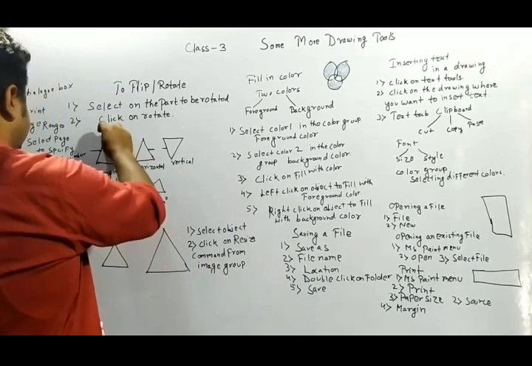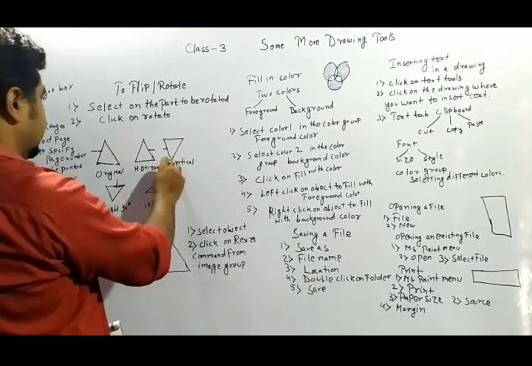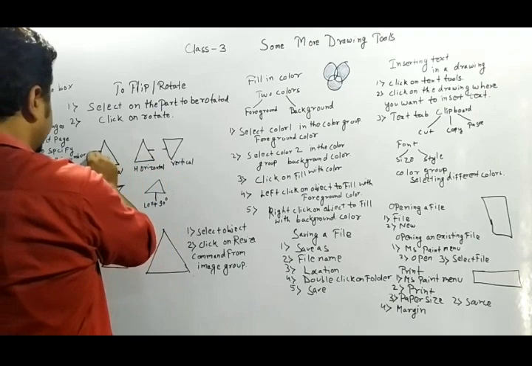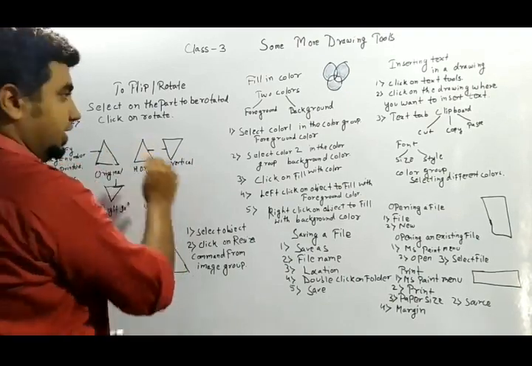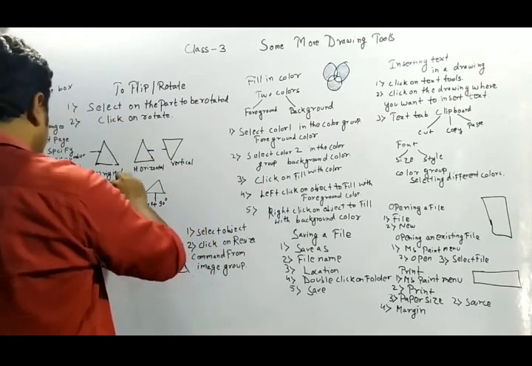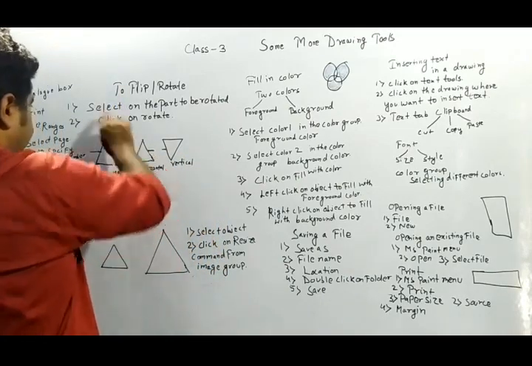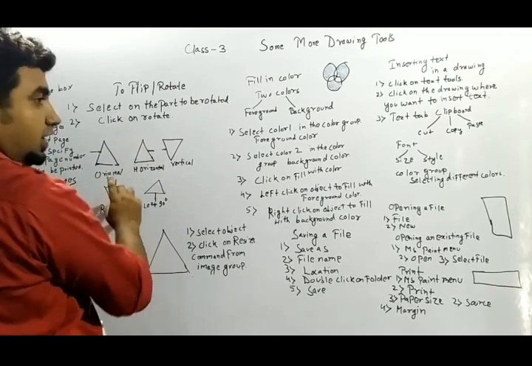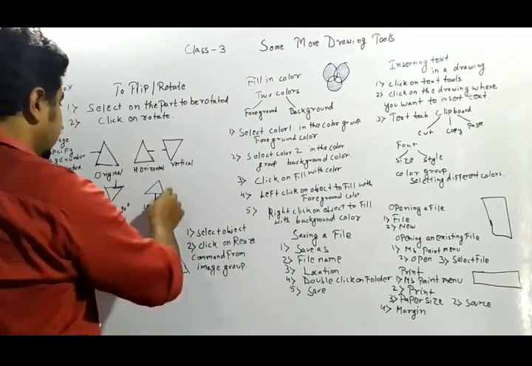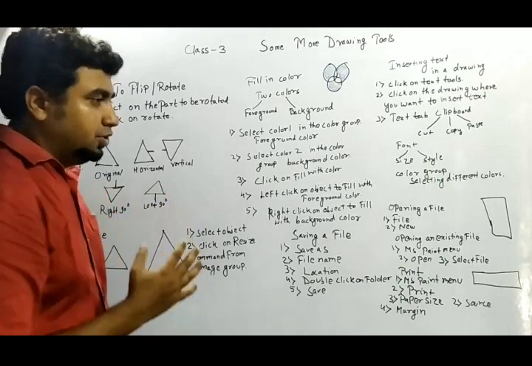Vertical means this part will become the down part now. So this is vertical. Horizontal means this will be going this side. This is horizontal rotation. Right side 90 degree means this part will be going right side. You have to turn like this, right. So this is going up and this is right side 90 degree rotation. This is left side 90 degree rotation.